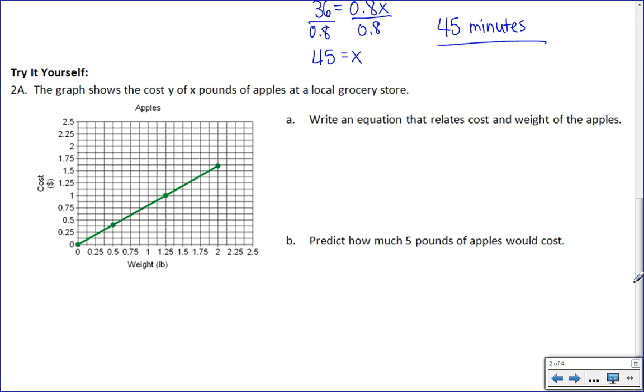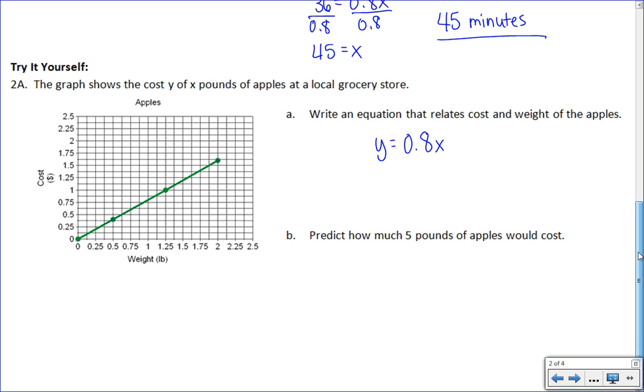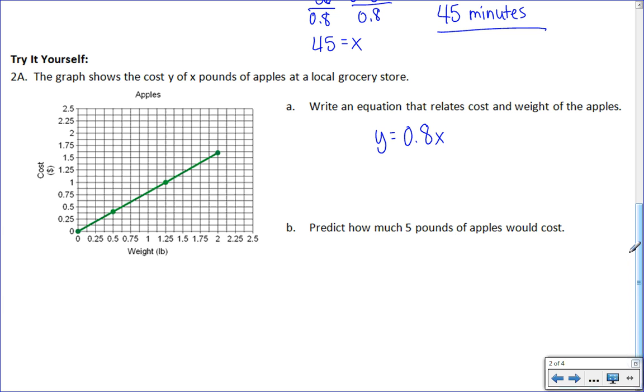Okay, for this one, you've actually got the exact same equation, or you should have, as in example 2. So you still end up with the equation y equals 0.8x. Pure coincidence, by the way. And then for part B, predict how much 5 pounds of apples would cost. And for this, you should have gotten $4.